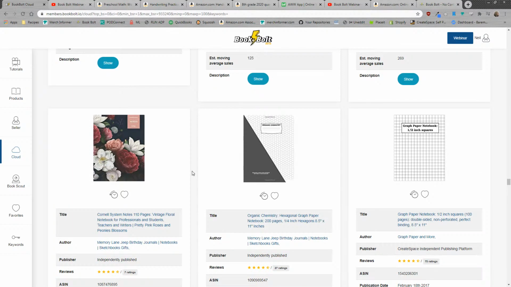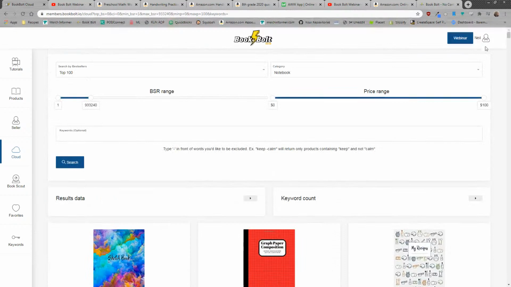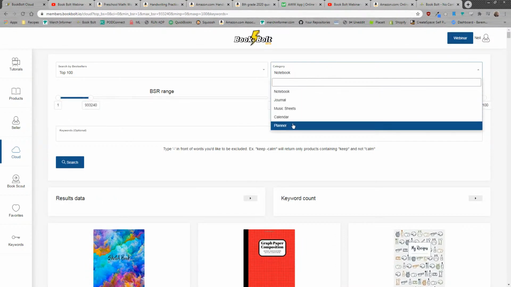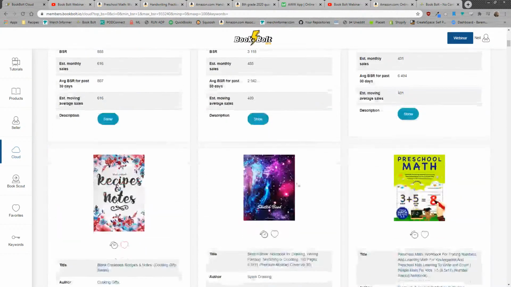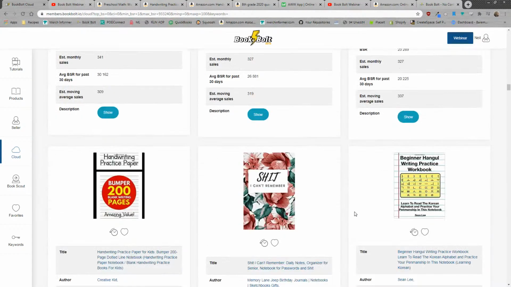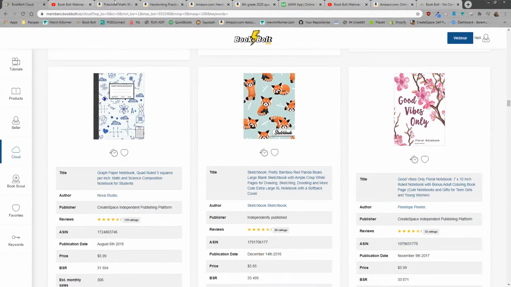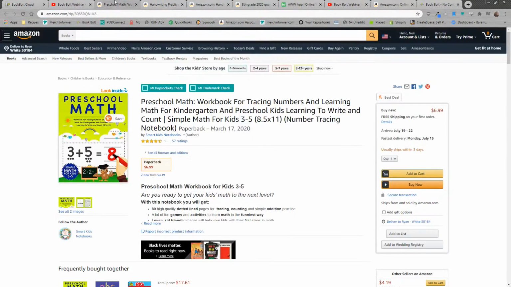If they don't buy in the niche, then I'm going to go over to Amazon and see, hey, are there any books selling outside the notebook category? We have some categories in here: journals, music sheets, calendars, planners. But all we're doing is validating that, yes, people do buy in the niche of school. So let's go ahead and open up these books here on Amazon. We'll actually take a look at them.